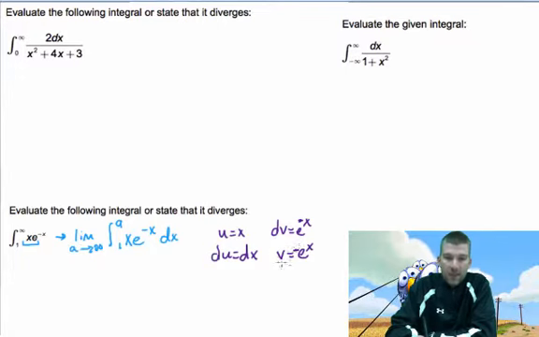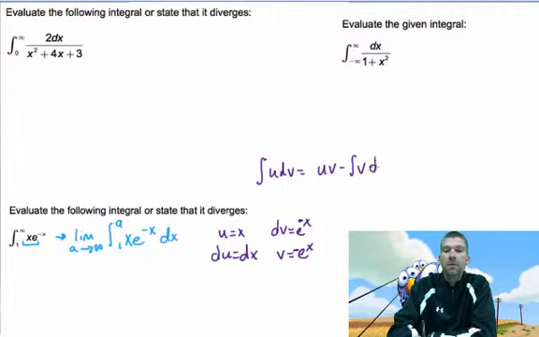Okay, so if I take the derivative of this, I get this. If I take the derivative of this, I get this. And so remember integration by parts: if I have the integral of u dv, then when I do integration by parts, I get u times v minus the integral of v du.